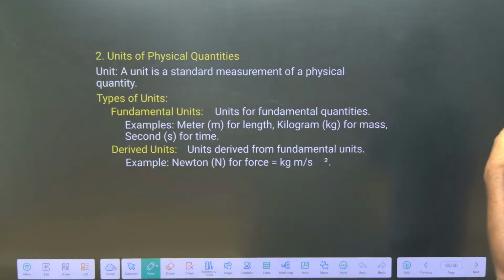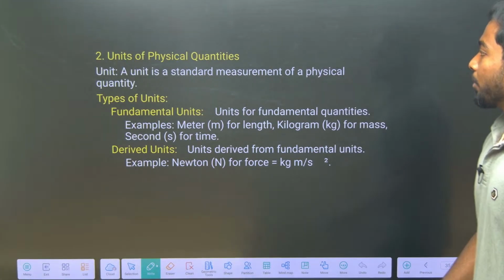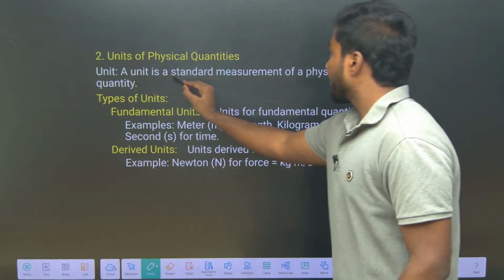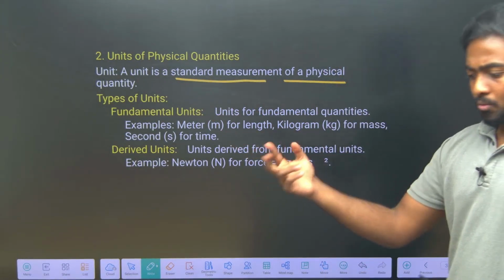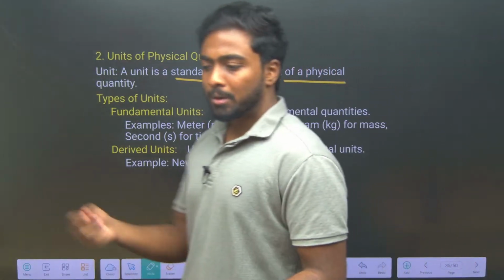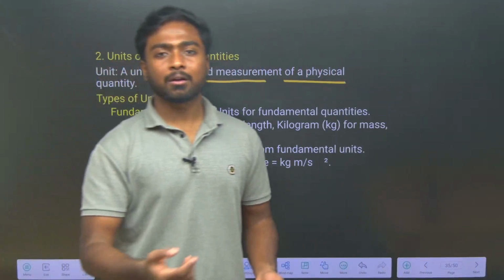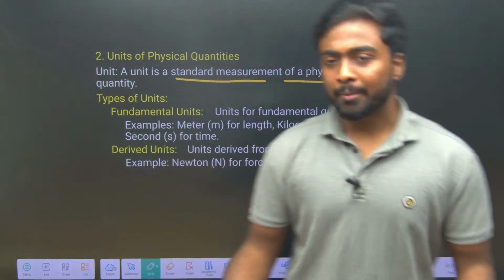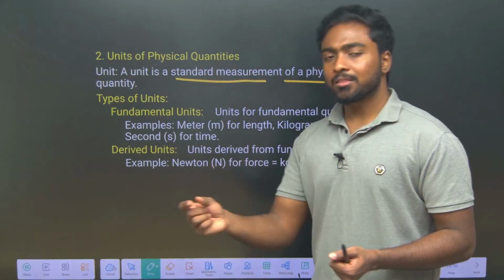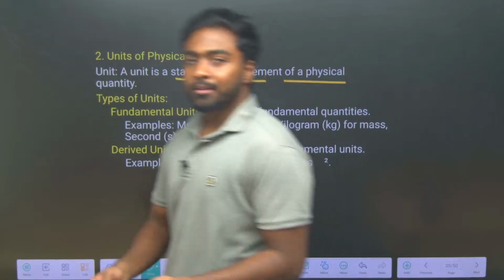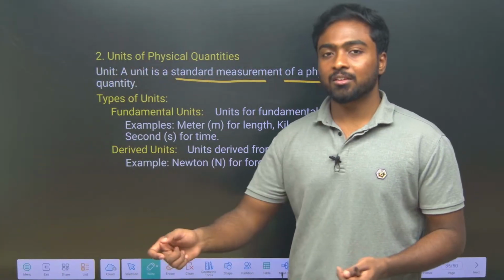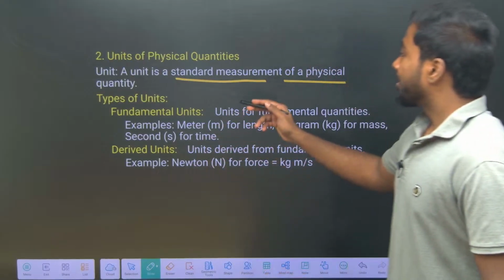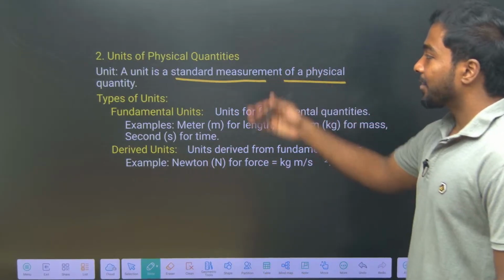So, units of physical quantities. A unit is a standard measurement of a physical quantity. If I say 1, but what is that 1? 1 meter, or 1 centimeter, or 1 kilometer, or 1 millimeter? I need to mention that. If I am traveling, is this 1 kilometer? No, I need to mention how much distance it is, right? So a unit is a standard measurement of a physical quantity.